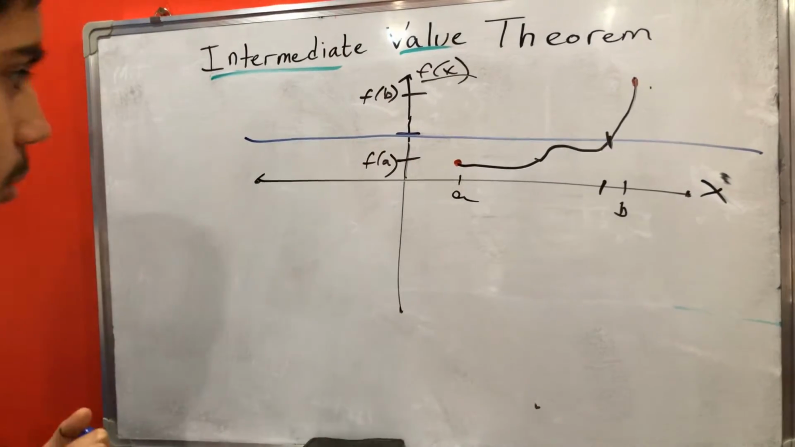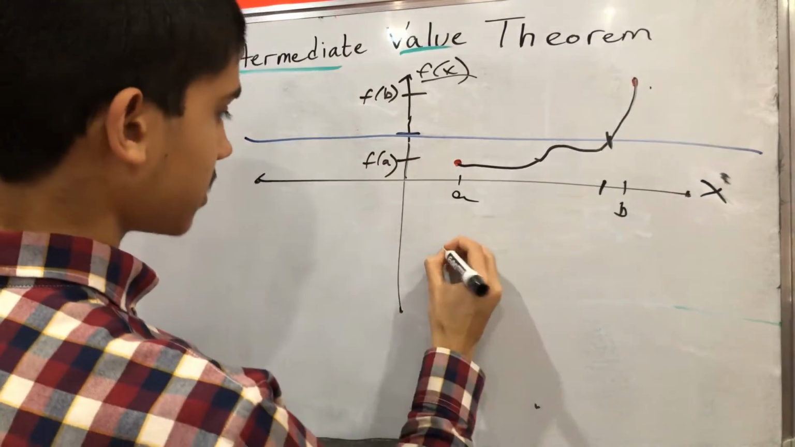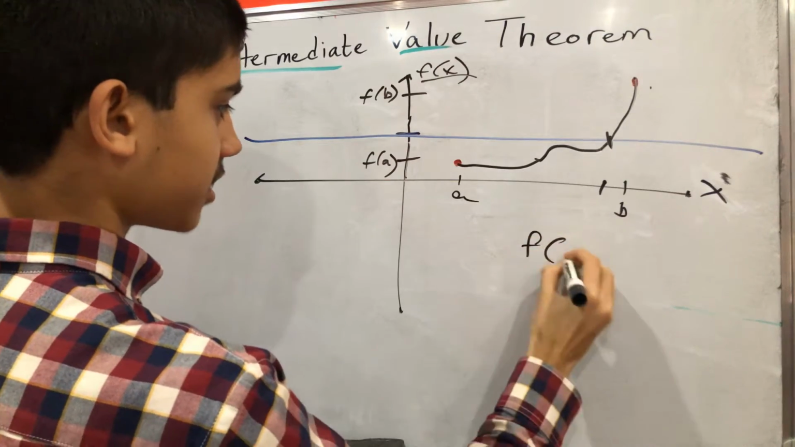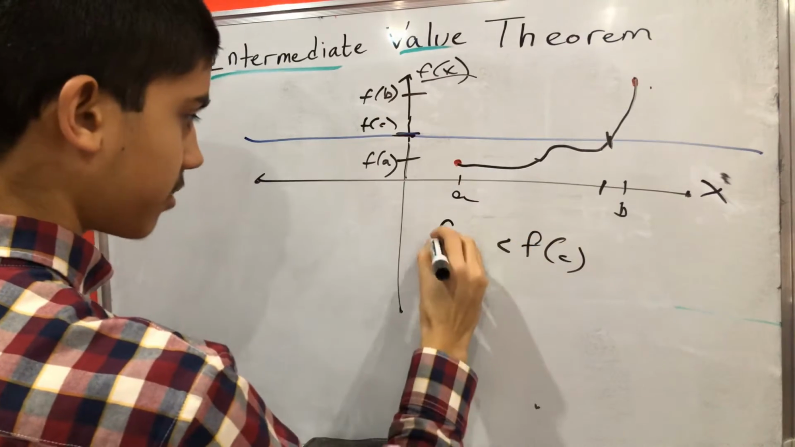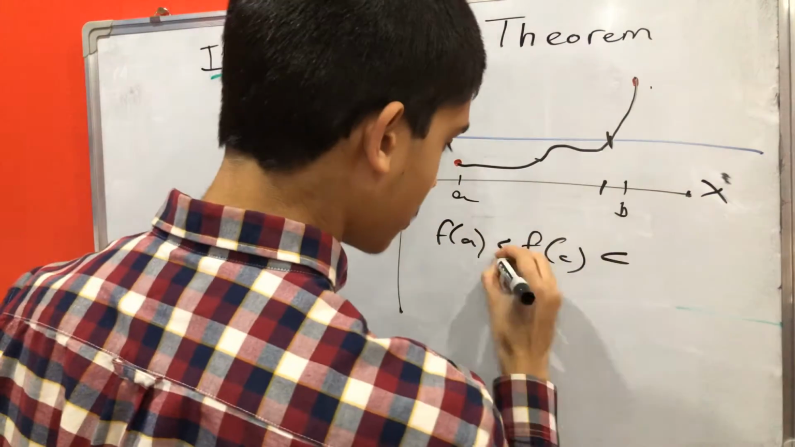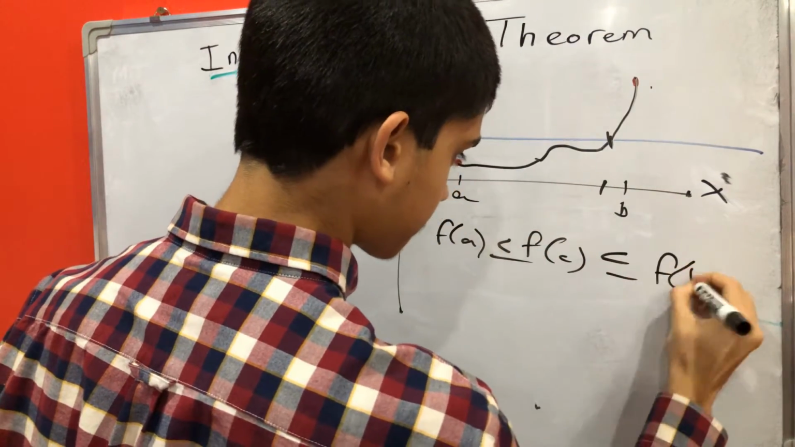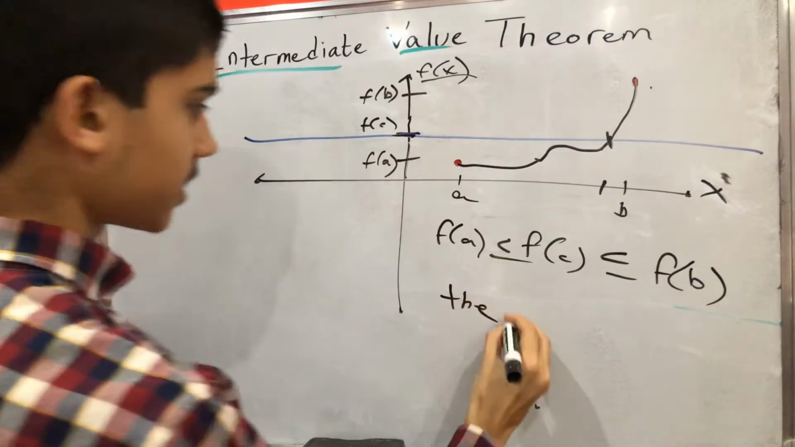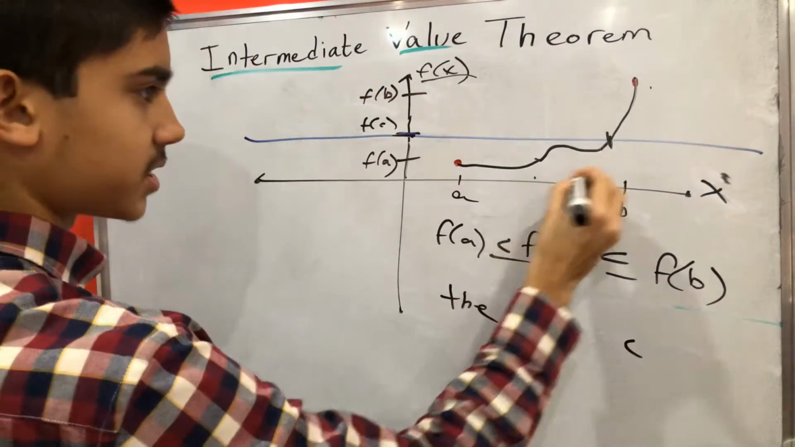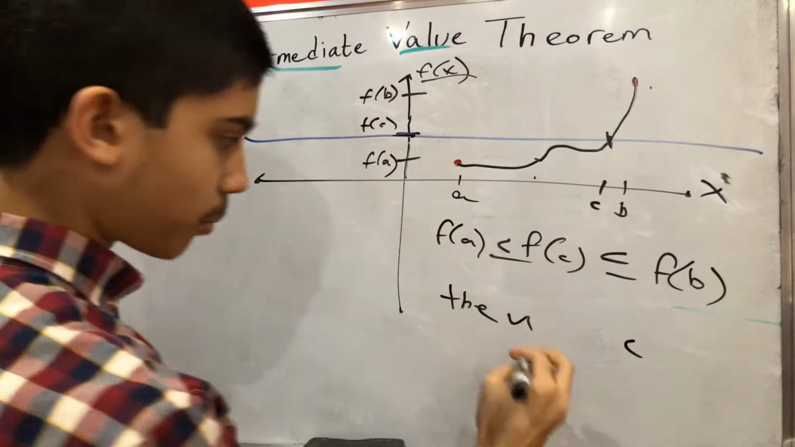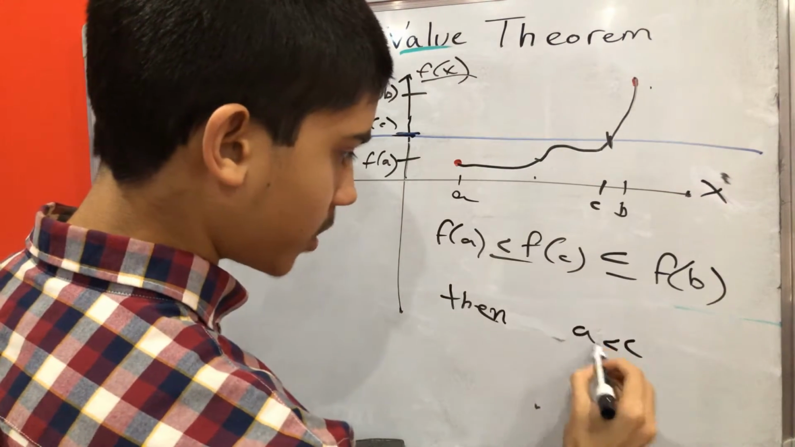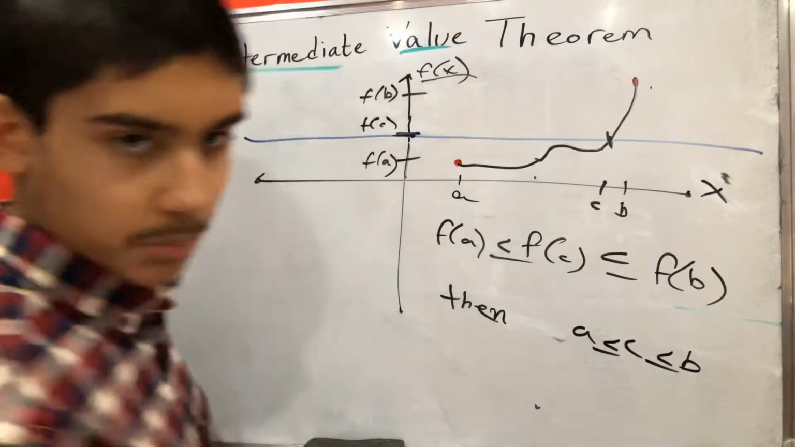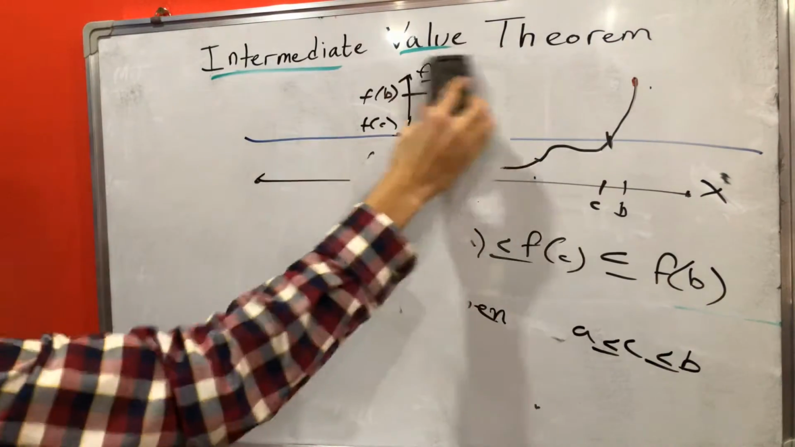And just to put it in formal words, if we have f of c, right? F of c is something like this. If f of c is between f of A and f of B, then the point C, for example, this is C, also has to be in between A and B. Now let's see applications of this theorem.